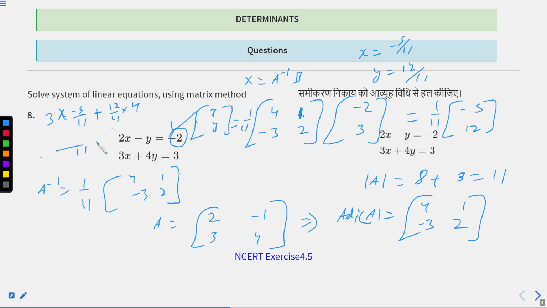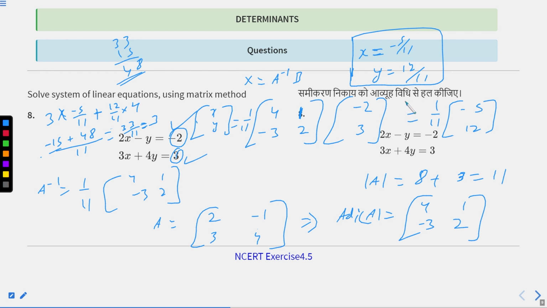In the denominator we will have 11, and in the numerator minus 15 plus 48. This will give you 33, so 33 by 11, which will give you 3. So you are getting 3. So your solution will be what? A unique solution. You have a unique solution, where the x value will be minus 5 by 11 and the y value will be 12 by 11.